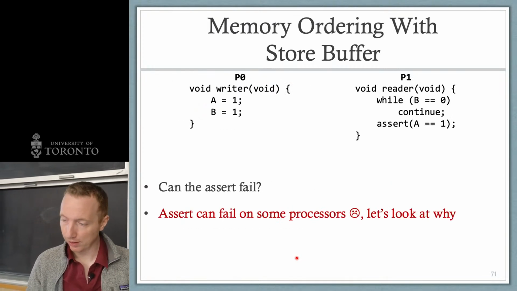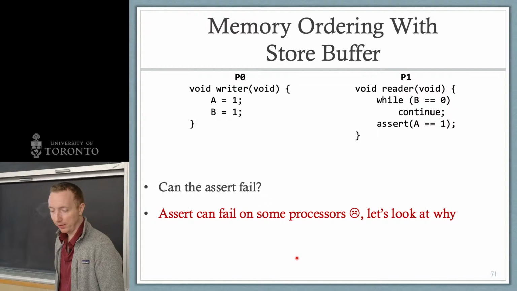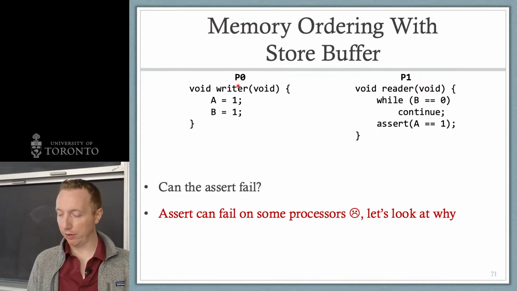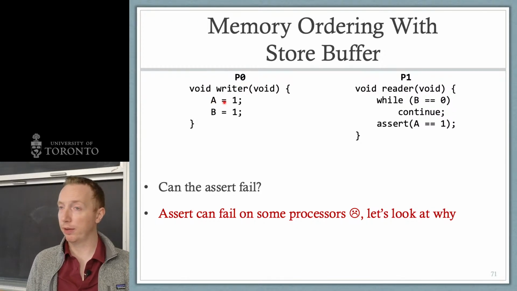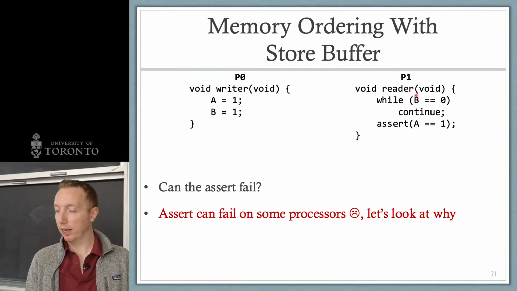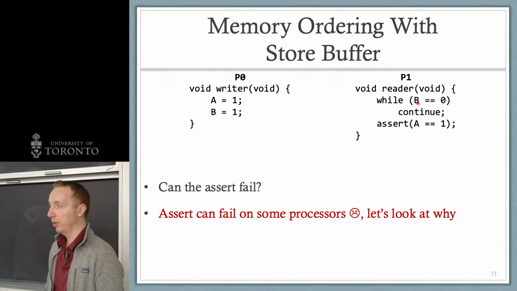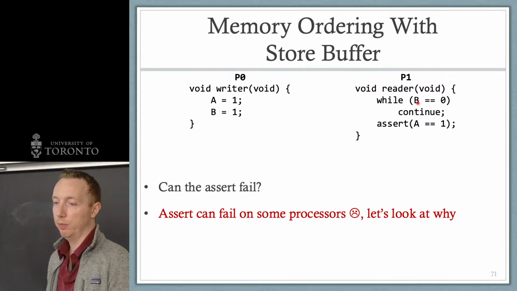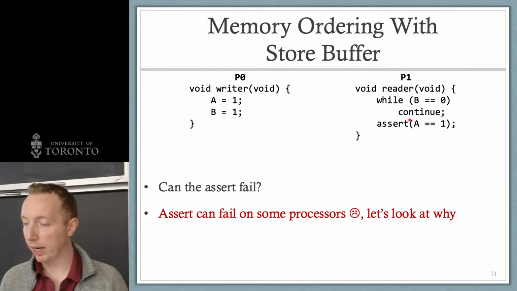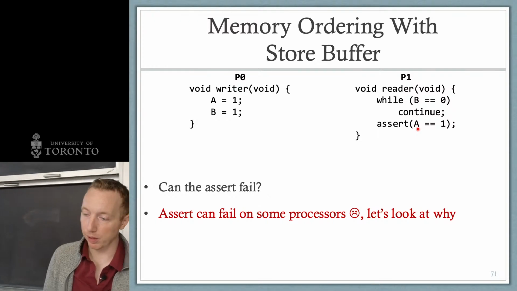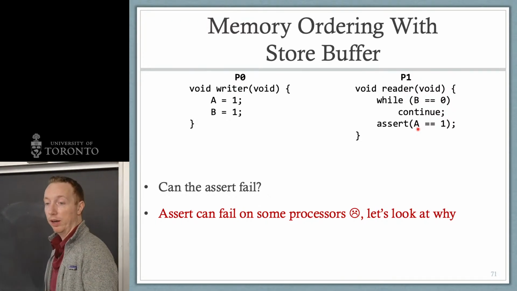this. So let's just say now we have P0. All it's doing is writing. So it just updates the value of A to 1, value of B to 1, and then in the reader, we'll just have while B is equal to 0, just continue, just infinitely loop while B is equal to 0. And once we break out of that loop, we'll just assert that A is equal to 1. So can the assert fail?